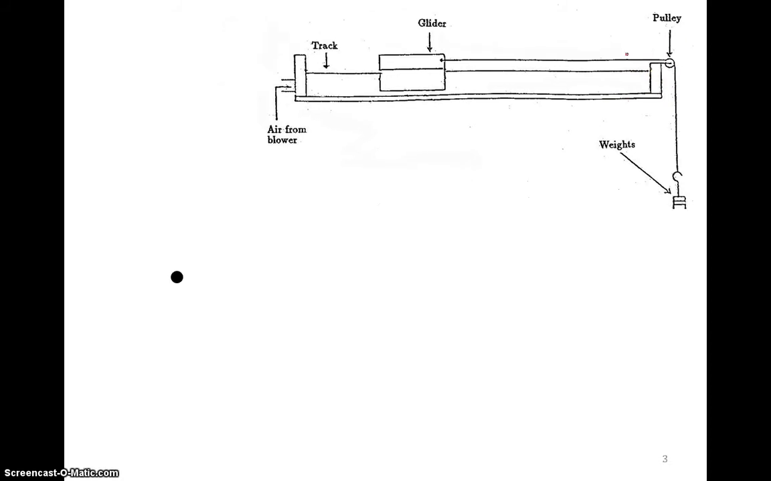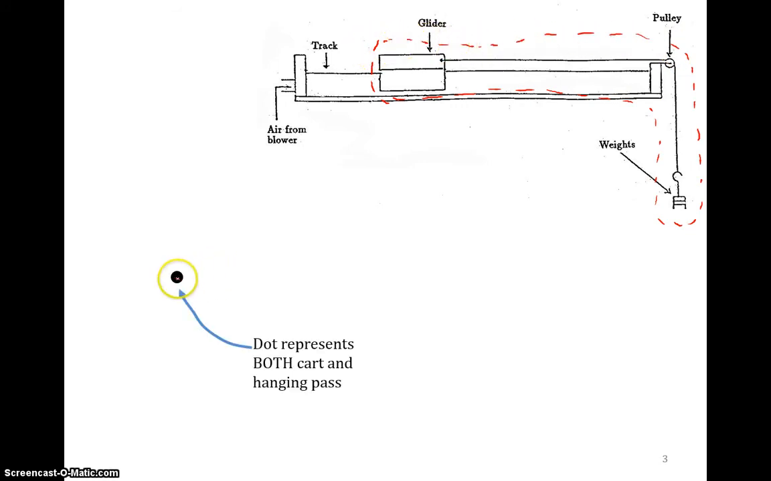Next thing we want to do is draw a force diagram for the entire system. And when I say the entire system, I mean the air cart and the hanging mass here. So my next force diagram for this dot here is going to represent both the cart and the hanging mass together. And this is kind of weird. It's a little bit of a different way of looking at it, but it'll help us with our analysis. So we're going to look at it in a non-intuitive way that'll make our problems easier.